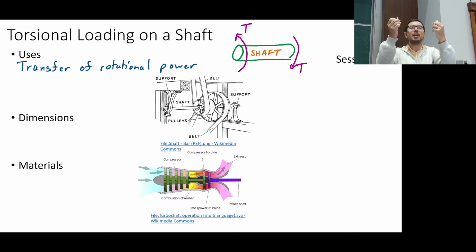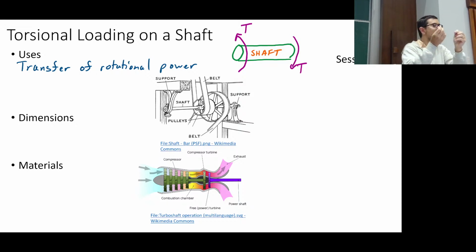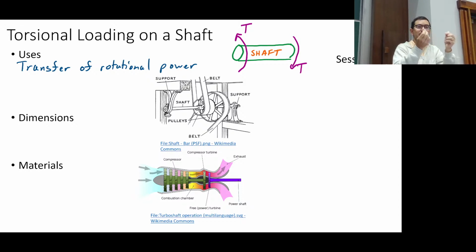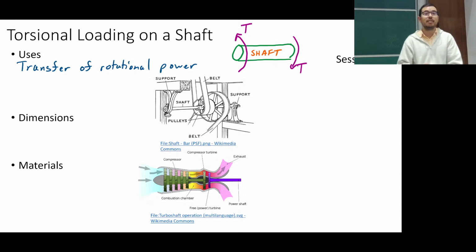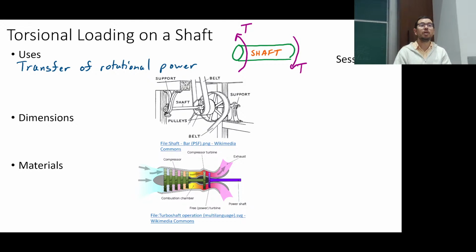We'll talk more about why the shape looks like the way it does. But now you've all witnessed static failure of a shaft. That's lame, but you get the idea. You don't want your shafts to fail. You don't want them to fail.